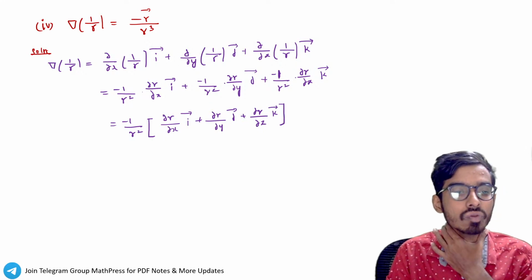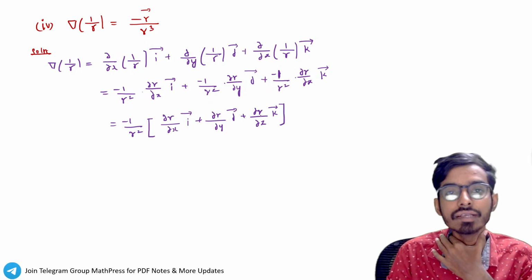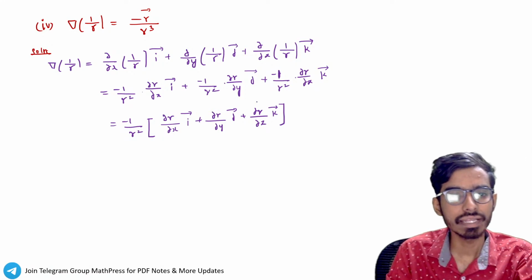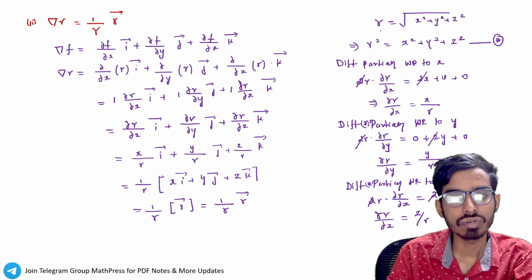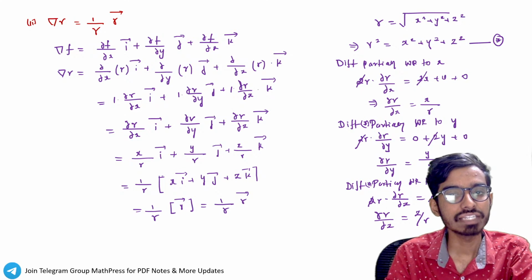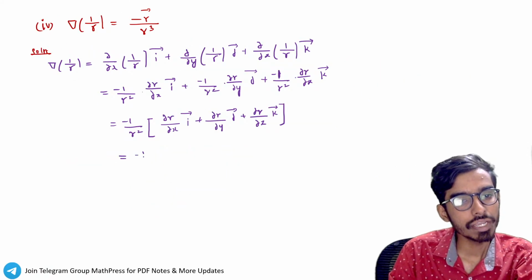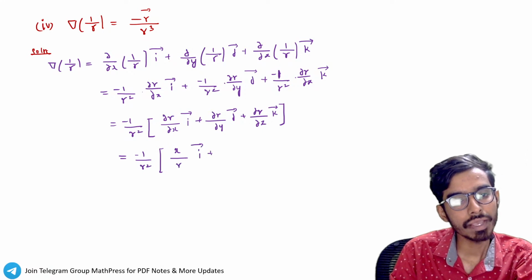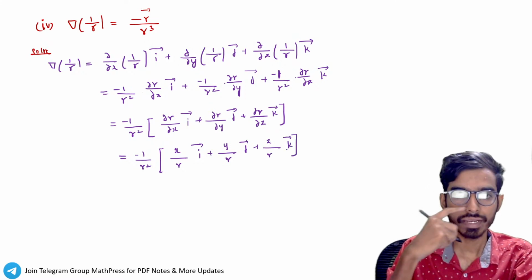Now we already know the values of dou R by dou x, dou R by dou y, dou R by dou z. I don't want to write that again. You can see we have already found it. If R is root of x square plus y square plus z square, you differentiate with respect to x partially, with respect to y partially. Dou R by dou x is x by R, y by R, z by R. So I'm just going to substitute directly here. This is x by R into i vector, this is y by R into j vector, z by R into k vector.